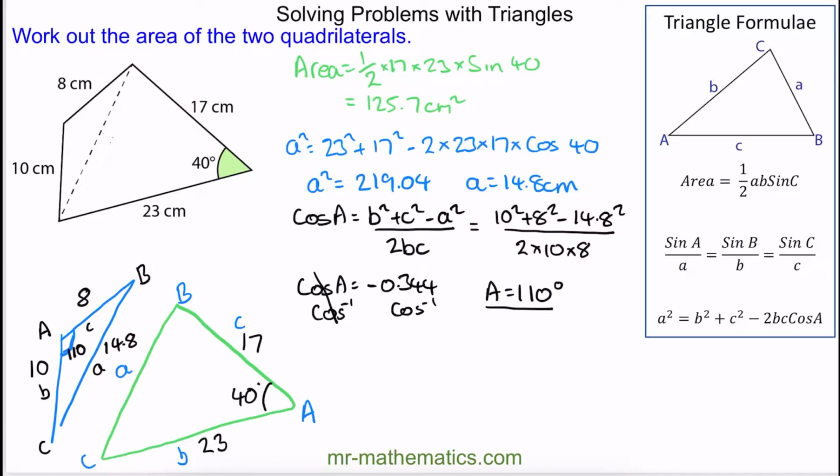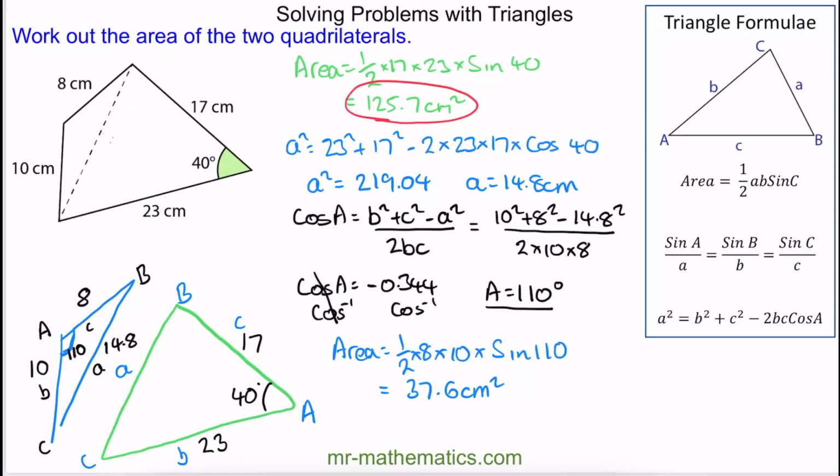So finally, to work out the area of our triangle, now we have the two lengths and the angle between them, we know the area will be 1/2 of 8 times 10 times the sine of 110, and this works out as 37.6 centimetres squared. So the total area of the two triangles, we add the green triangle to the blue triangle, and we get the total area as approximately 163 centimetres squared.